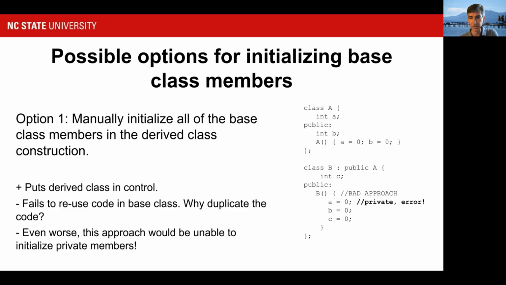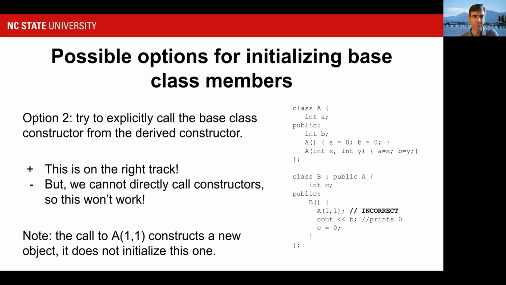Another thing it fails to do, my second bullet point here, is reuse code properly. We've already written a constructor for A that initializes A to 0 and B to 0, and I'm not even reusing that code. So this turns out to be bad for two reasons. It has a syntax error, that's a really bad reason, and it doesn't reuse the code in the base class as well as it should.